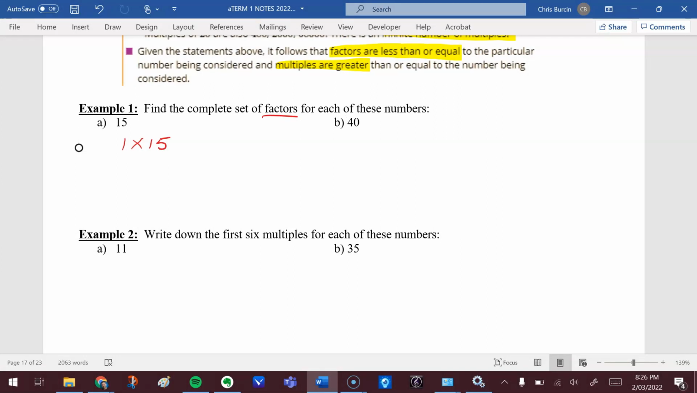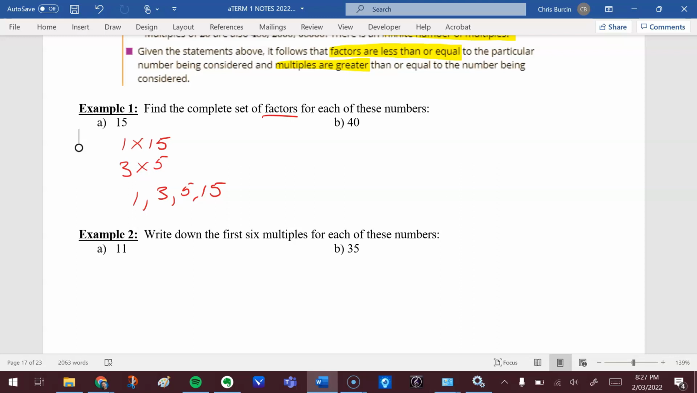So is there a 2 times 15? No, not in whole numbers, but there is a 3 times 5. Those are factors of 15, and that's about all we need. So in ascending order, 1, 3, 5, and 15. These are the factors. These are the numbers you can multiply that will make whole numbers, that will make 15.